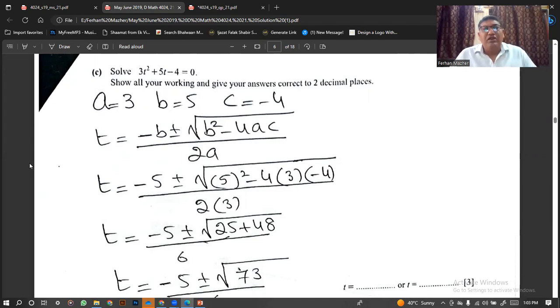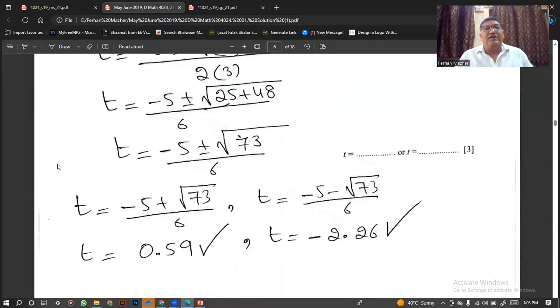2 into 3. So minus 5 plus minus under root 25 plus 48, and the whole thing divided by 6. Okay, then t will be equal to minus 5 plus minus under root 73, the whole thing divided by 6. So now there can be 2 solutions. One is minus 5 plus under root 73, the whole thing divided by 6. If you enter this in your calculator, the answer you will get will be 0.59.